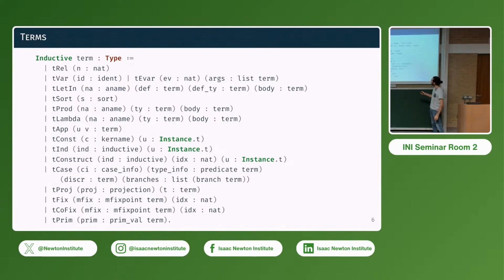This is universes, and this is a monster, actually, it contains a lot of funky things. This is your dependent typed language, like product types, lambda abstraction, global constants, inductive types, constructors for inductive types, pattern matching, projections for primitive records, fixed points and cofixed points, and primitive values. So now in Coq you can have primitive integers and strings and arrays, and they're all packed in there.